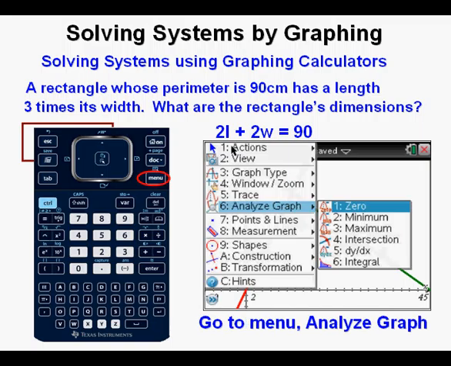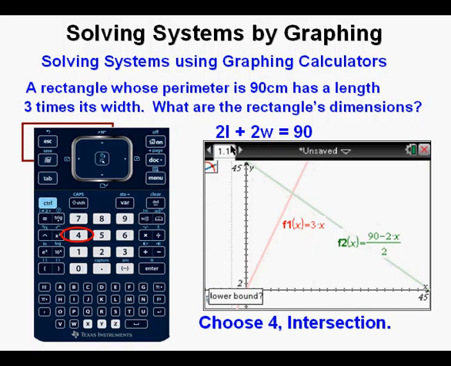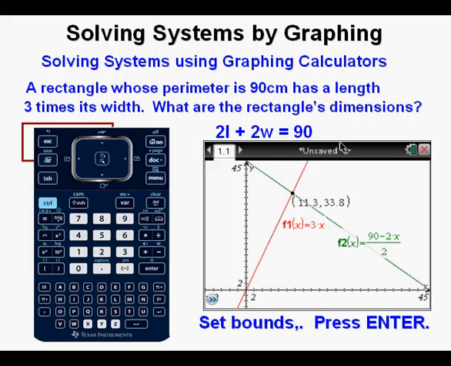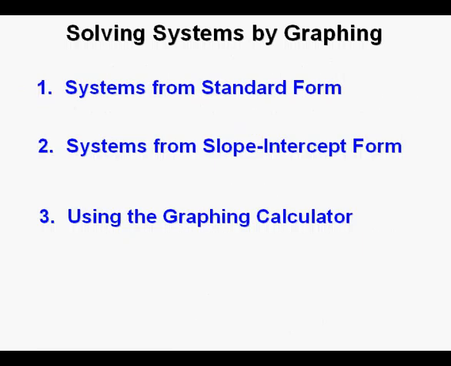Go to Menu, Analyze Graph, choose 4 for intersection. Use the touchpad to set the lower and upper bounds, then press Enter. We get a solution of 11.3, 33.8, which means that the width of the rectangle is 11.3 centimeters and the length is 33.8 centimeters. Again, that's rounded from what we saw earlier if you watched the TI-84 Plus version.